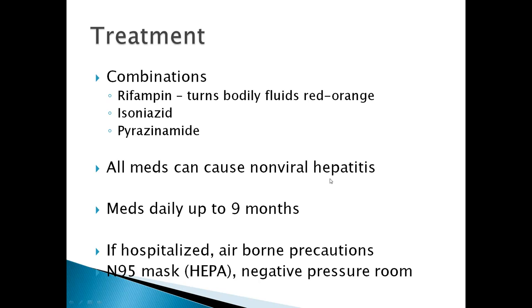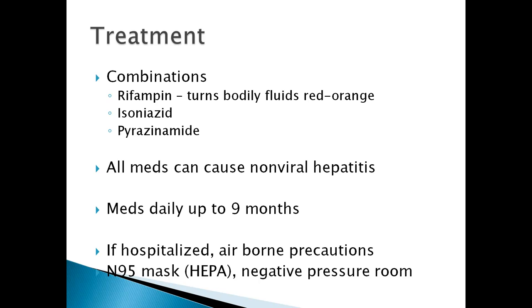So treatment, you take a combination of drugs. They are either rifampin, isoniazid, or pyrazinamide. These are all horrible drugs. They're not fun to take. All the meds can cause non-viral hepatitis. Meds are taken daily up to 9 months, and they decide which ones to take.